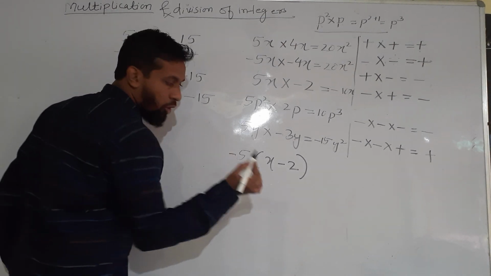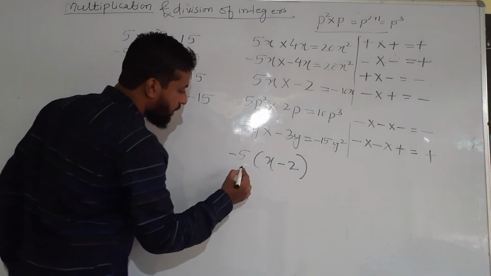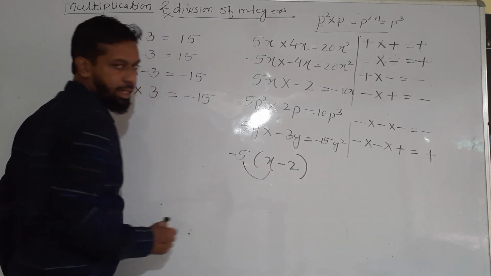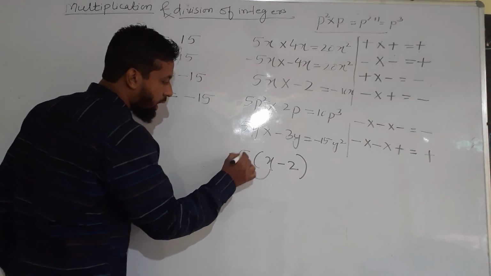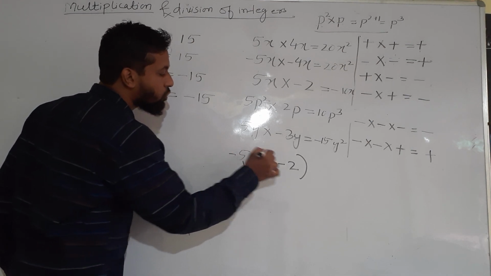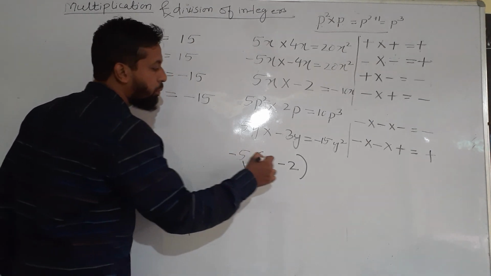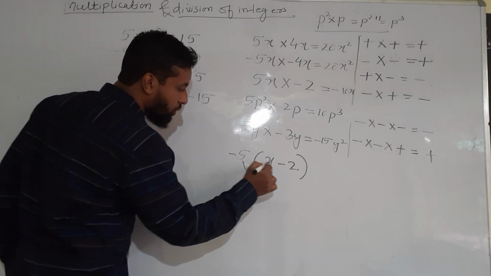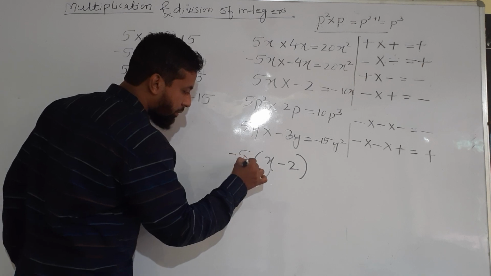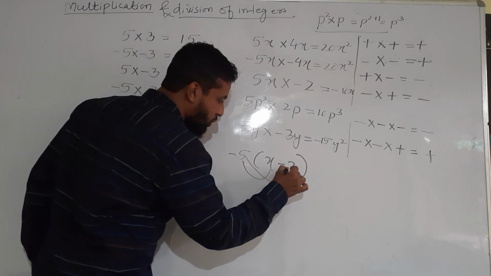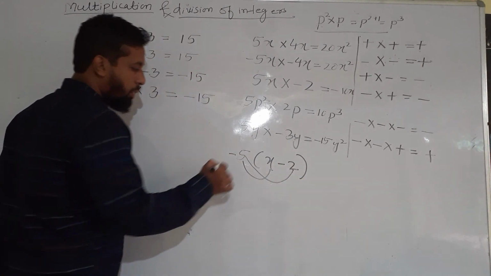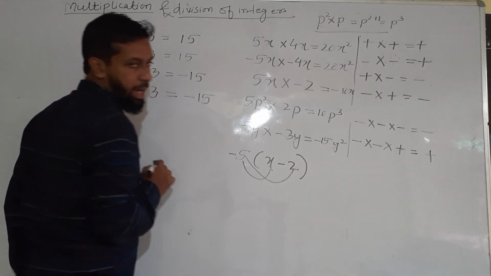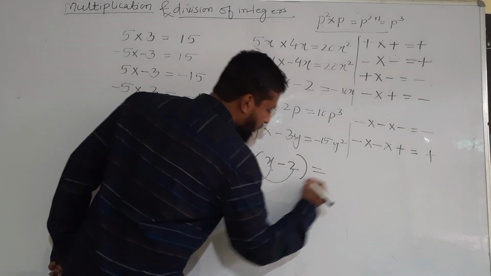Now, how to open, that is what's important. Minus 5 into x. The one which is outside has to be multiplied inside with both the numbers. Now minus 5 into x, then both the terms, minus 5 into minus 2. See here all of you.